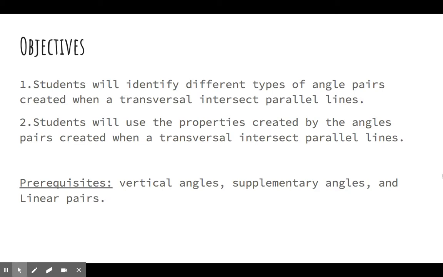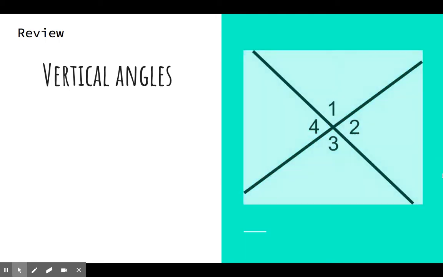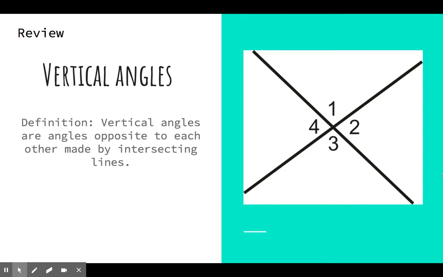But before we go ahead and do that, we need to revisit some topics. This includes vertical angles, supplementary angles, and linear pairs. So let's first review vertical angles. The way we can remember vertical angles is by imagining a cross, or the multiplication sign. So let's define vertical angles.